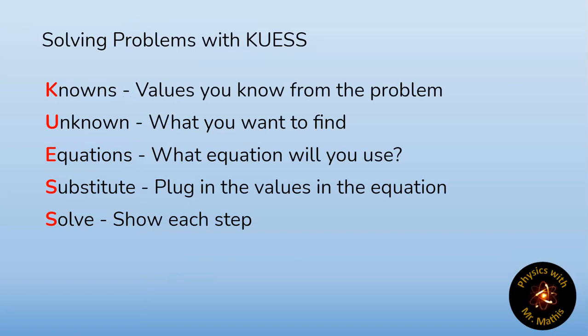K stands for the knowns, the things that are told in the problem. U stands for the unknown, which is what we're trying to find. E is for equation. S is for substitute, or plug in the known values into the equation. And last, S is for solve, showing every step.